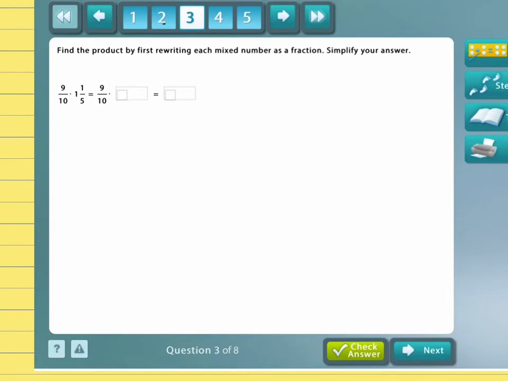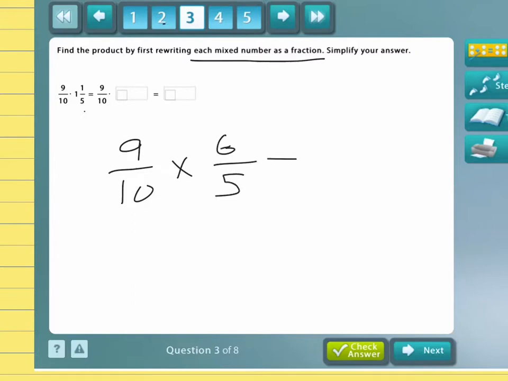Let's unpack the problem. They're asking us to find the product by rewriting each mixed number as a fraction. So 9/10 is already a proper fraction. You're going to multiply that by 1 1/5. So parts times wholes plus parts: 5 times 1 is 5, plus 1 is 6, and that turns into 6/5. And then I multiply across.